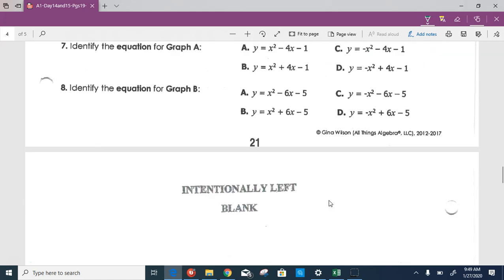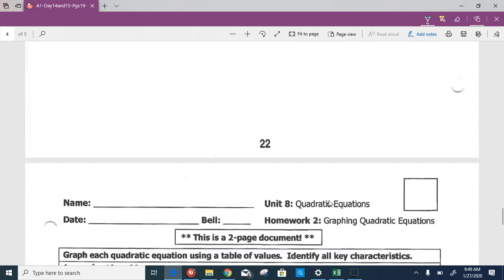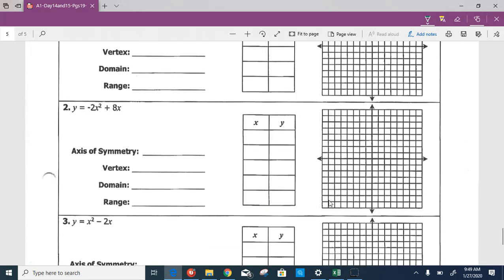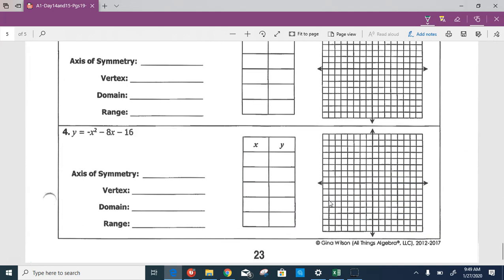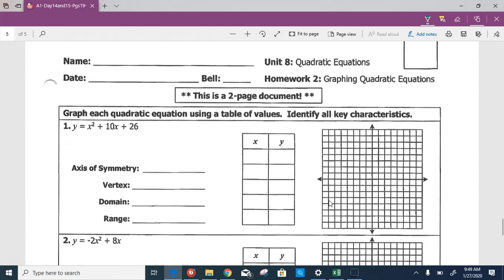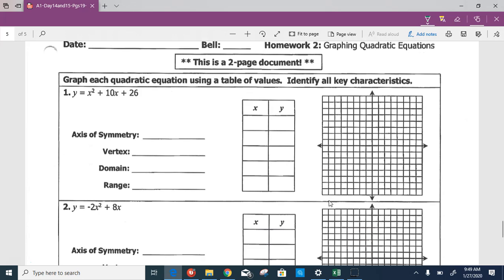Let's do that one on your own. Page 22 is blank. Your assignment now is to graph each of these equations for numbers 1, 2, 3, and 4 on page 23. And then using your calculator, do a table and then make your graph. I did one similar to this already for you in this video note, so you can follow that same pattern. If not, feel free to ask me any questions in class when I see you next.